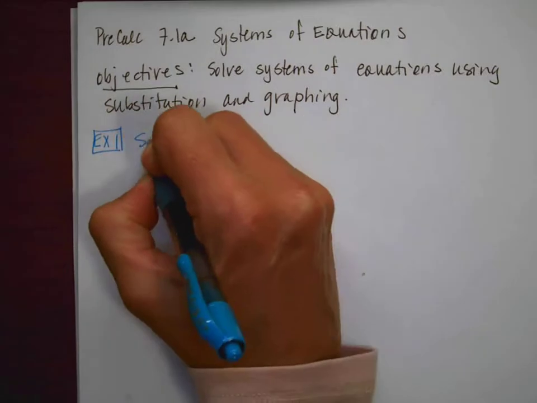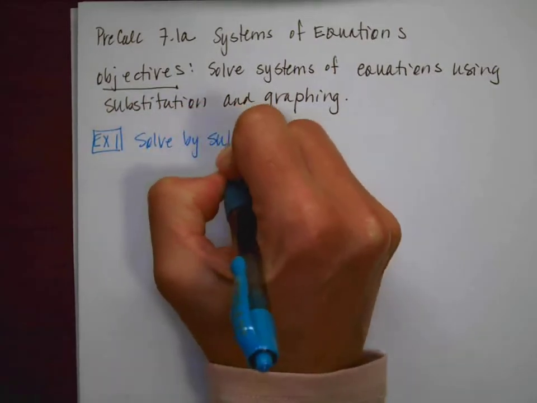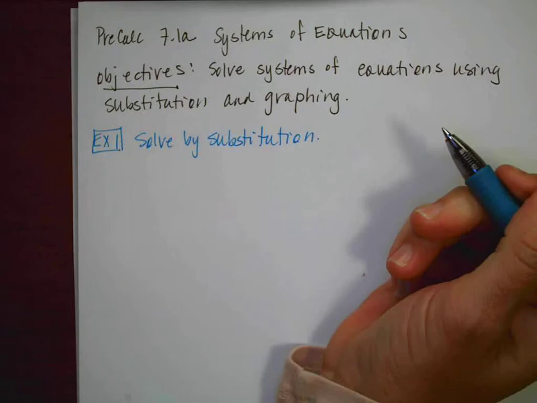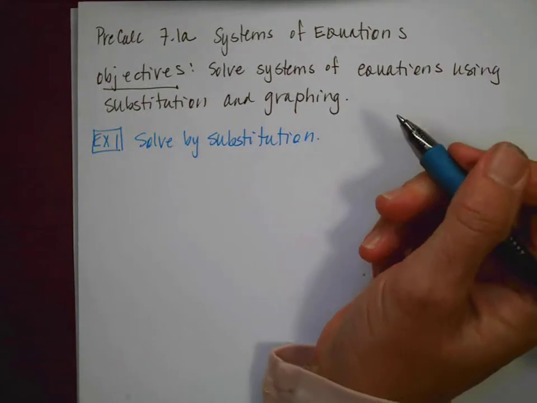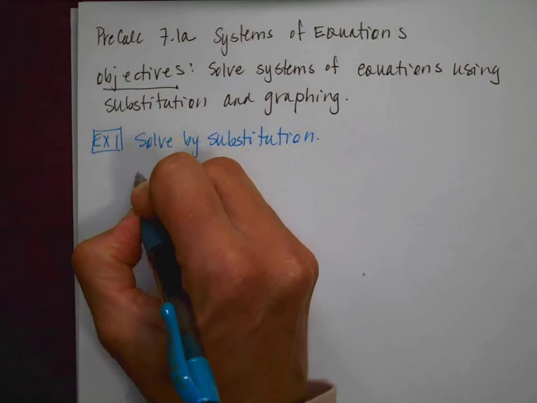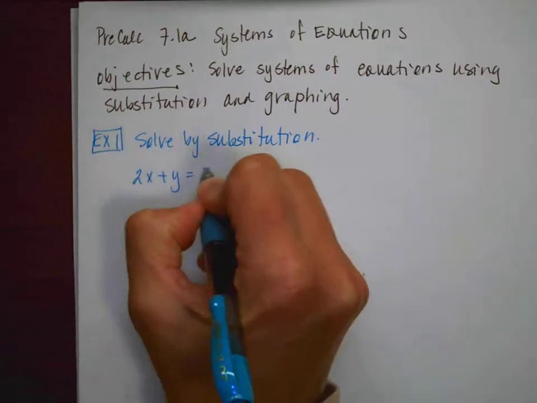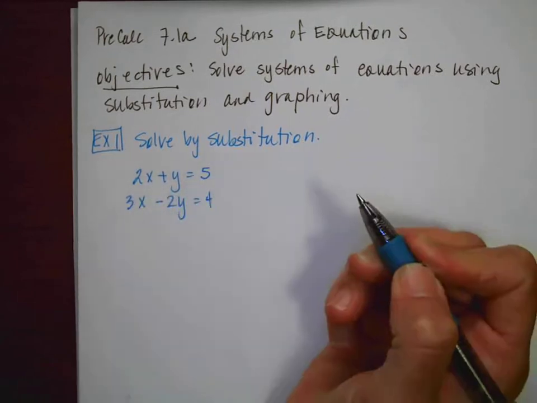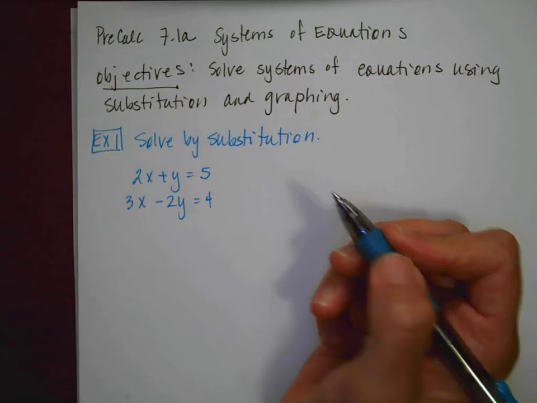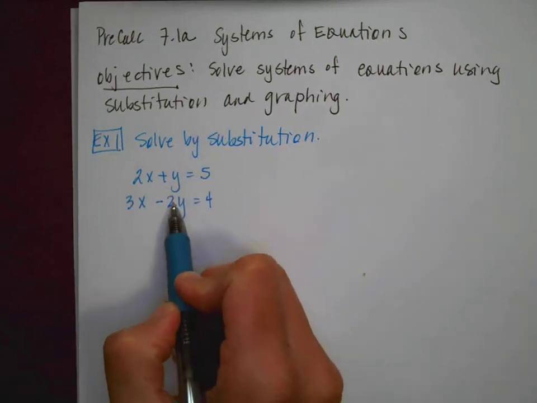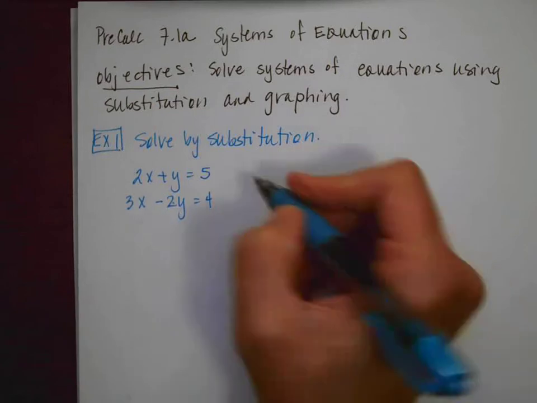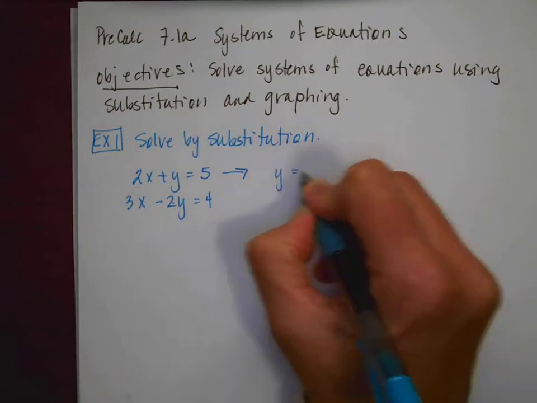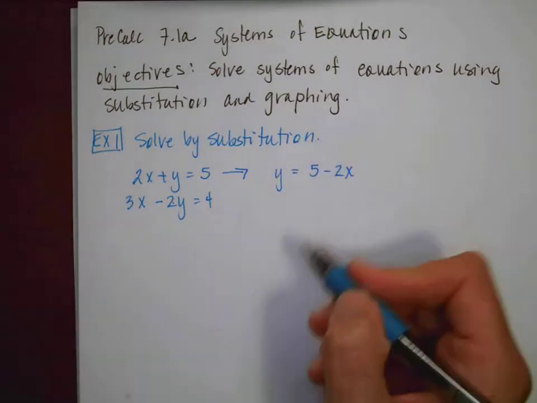Our first example says solve by substitution. This is a review from previous math classes, but for us it's just going to be a nice way to start this particular chapter. So we have 2x plus y is equal to 5, and 3x minus 2y is equal to 4. When I start by doing substitution, I have to solve one of these two equations for one of the variables. So I'm going to choose to start with this one because the y is by itself. So I'm going to get y is equal to 5 minus 2x.